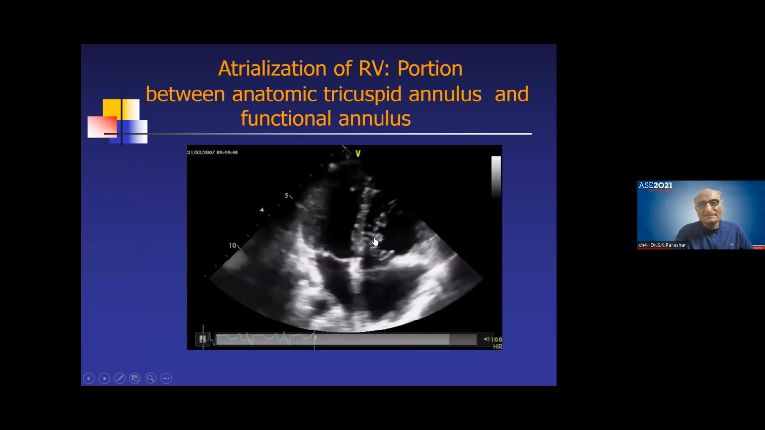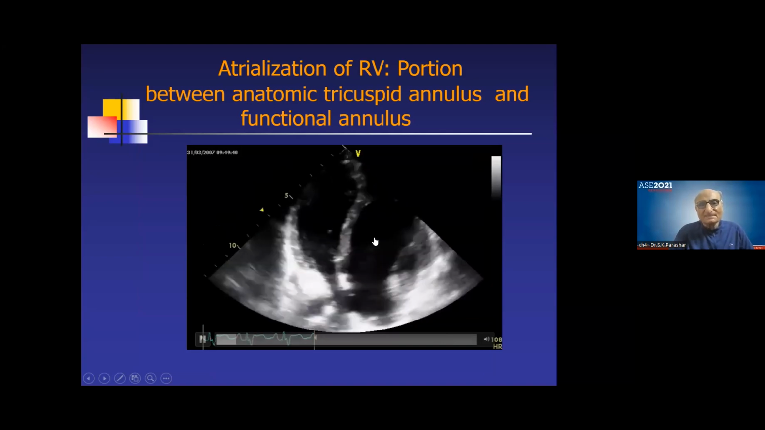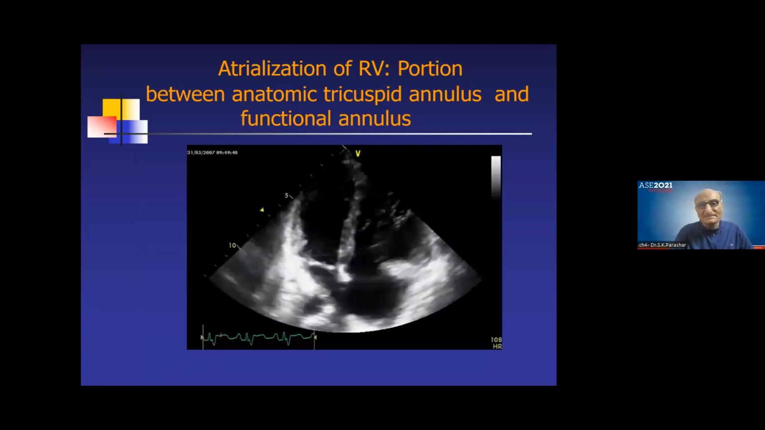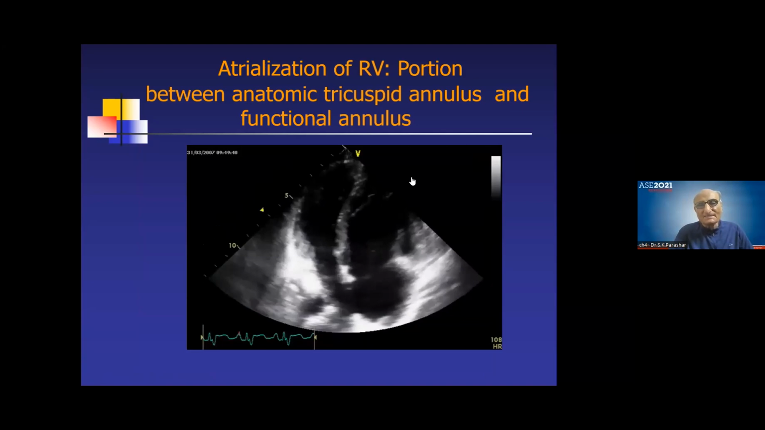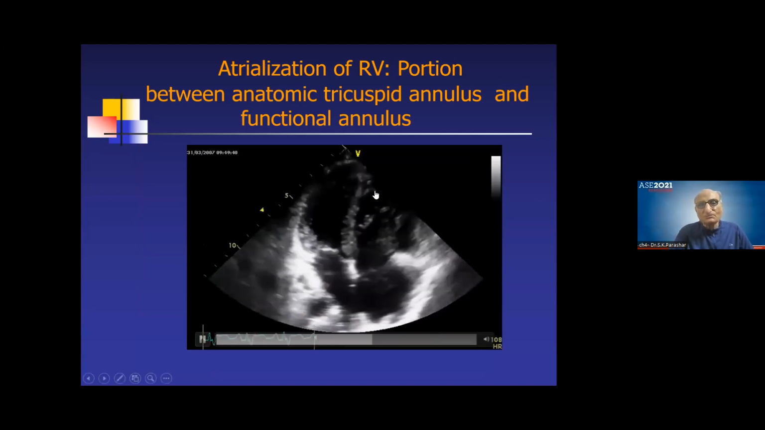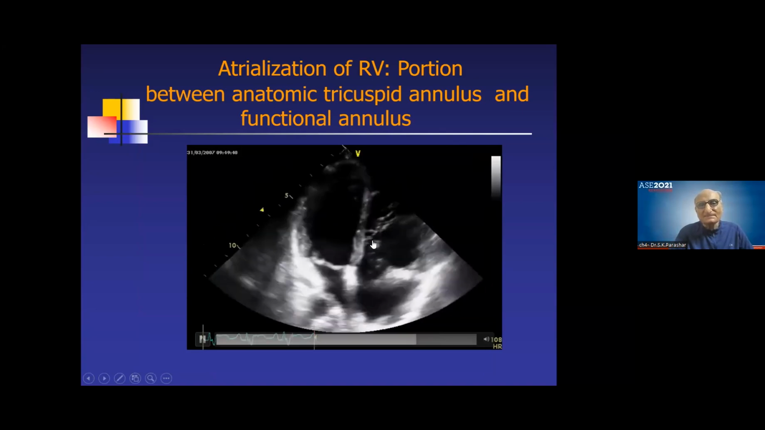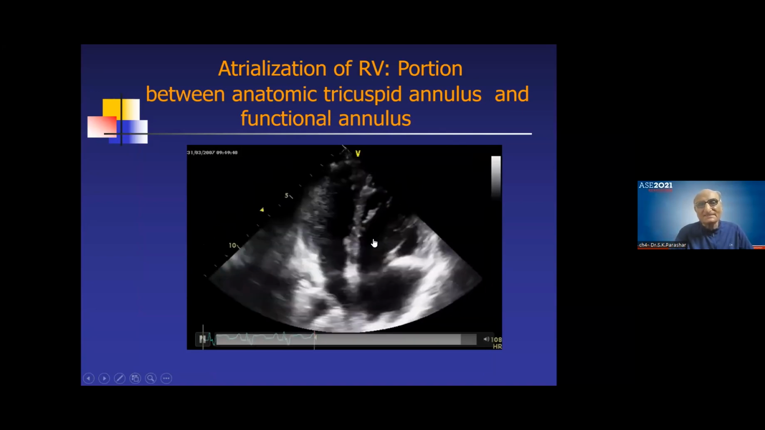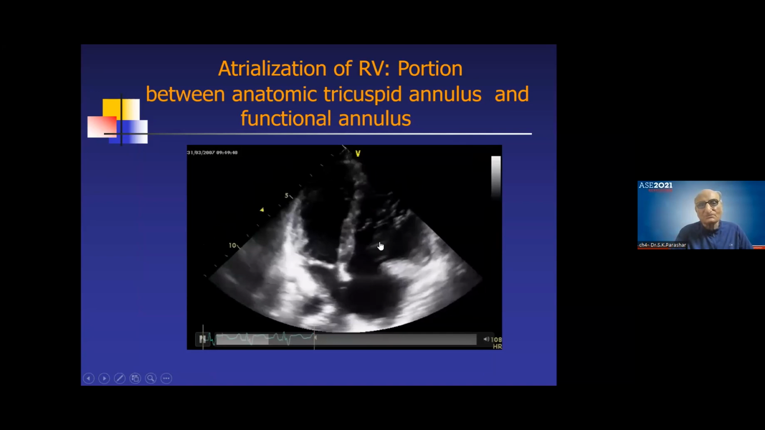So this is known as atrialized right ventricle. It cannot be called a right atrium because the right atrium is the true right atrium, and because this is part of the whole right ventricle, it is divided into two parts. One is the true right ventricle and one is an atrialized right ventricle. This is known as between the two leaflets.